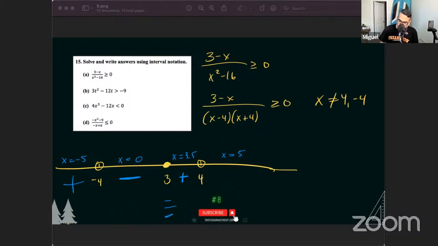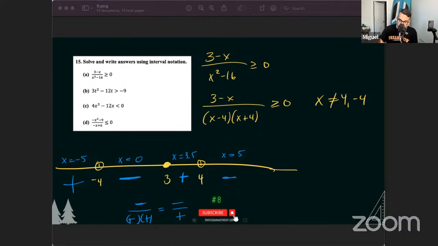Okay. So now number 5. So let's plug in number 5 there. 3 minus 5 is a negative over a positive times a positive. So on the bottom is a positive. A negative divided by a positive is going to be a negative.